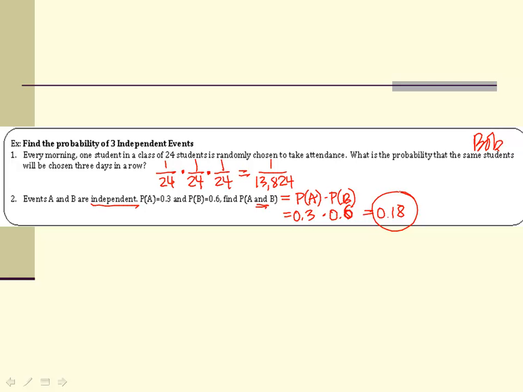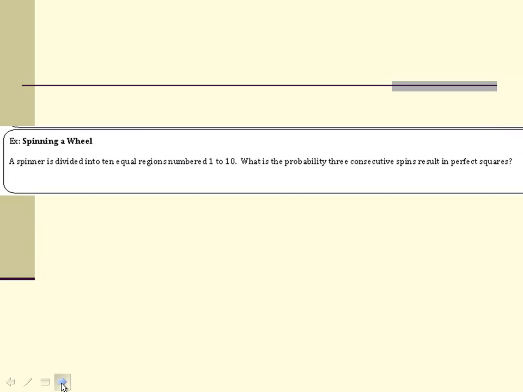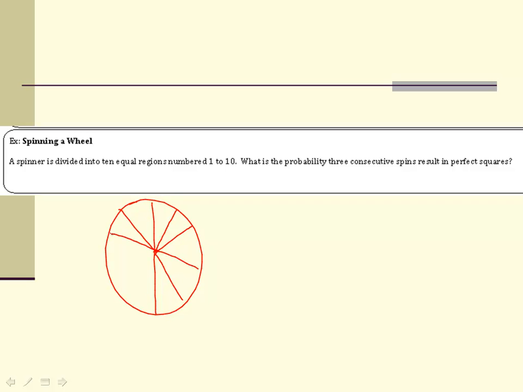Pretty easy formula to use. We're going to keep going. What happens if I spin a wheel? Let's talk about what the wheel looks like. There are 10 regions. As I split this up, 1, 2, 3, 4, 5, not equal regions, but just go with me here. So there's 10 regions, and they're numbered 1 through 10. This is just a visual. If you don't need this visual, that's okay with me too.